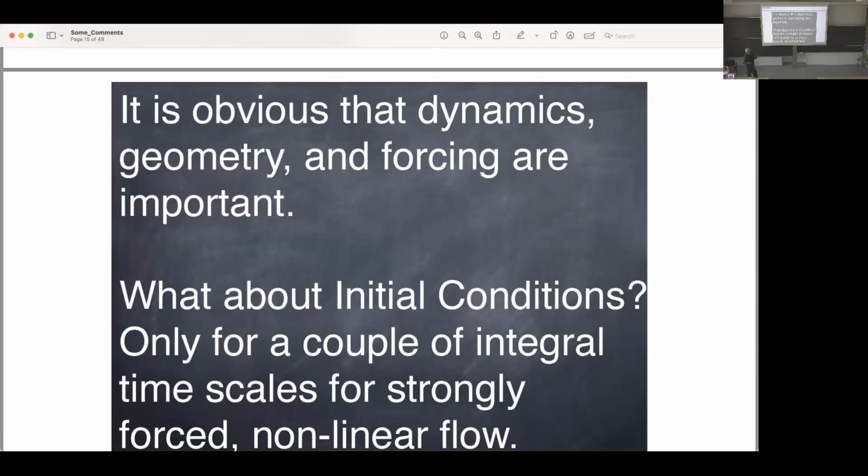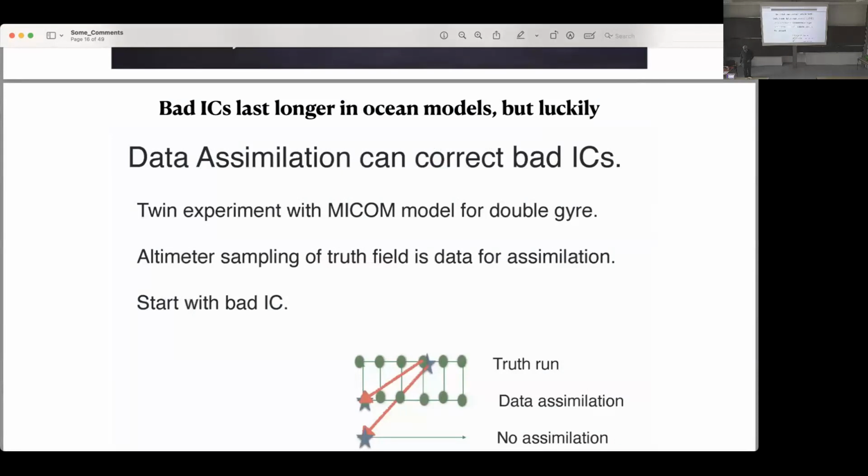So what about initial conditions? How important are they? Now, if we have a really strongly forced nonlinear flow, we only really care about the initial conditions for a few integral timescales. After a while, the system forgets about the initial conditions in this flow configuration. Now, when you look at ocean flow, we don't fall in that regime, but we have ways to correct bad initial conditions in our ocean models. And how is that? Through data assimilation. We could assimilate data to correct our bad initial conditions and also to keep our nonlinear models on track.